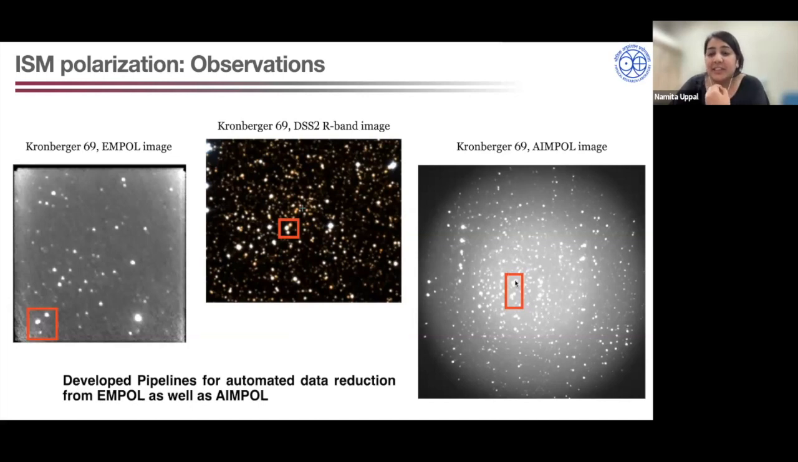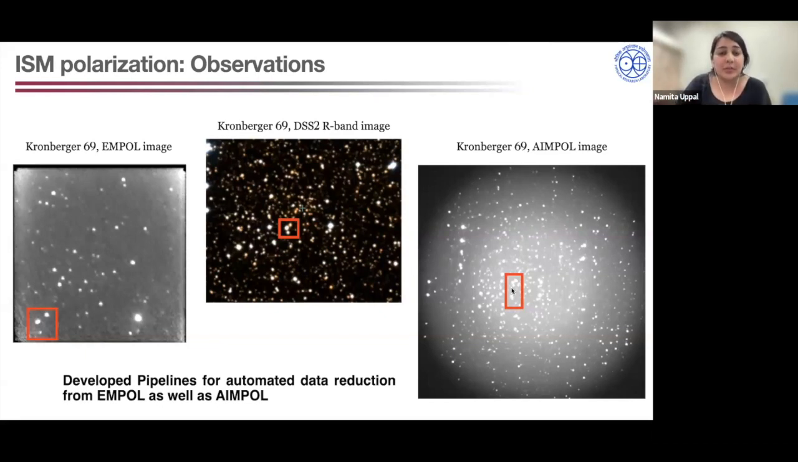And so here we can see that for each and every star, we are getting 2 images of a star, one corresponding to E ray and the other corresponding to O ray. So there was some difference in the reduction pipeline also. So we have developed an automatic pipeline for the data reduction from EM-POL as well as from AIM-POL. And in the next few slides, I will be discussing the results that we have obtained from all these 15 clusters.